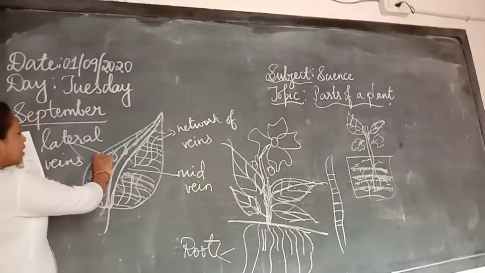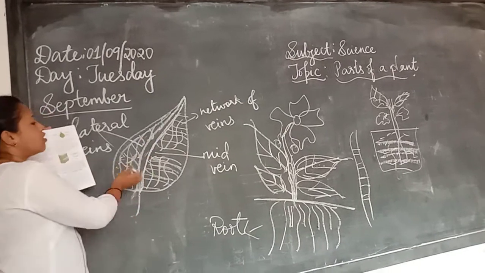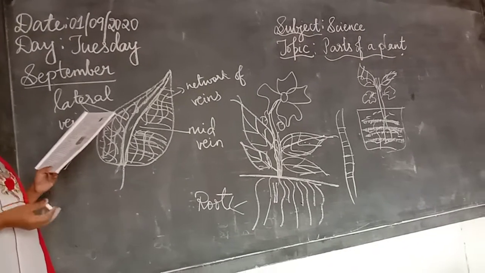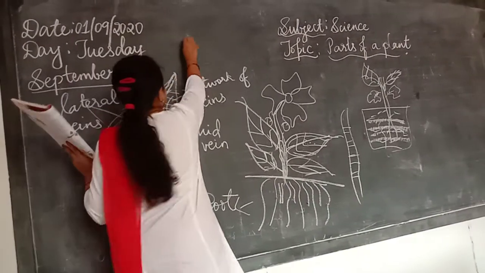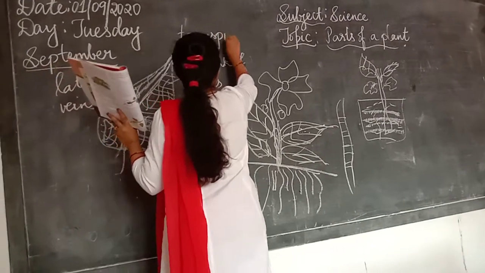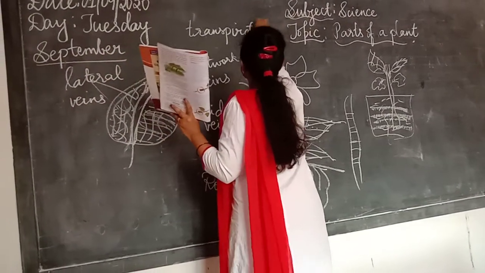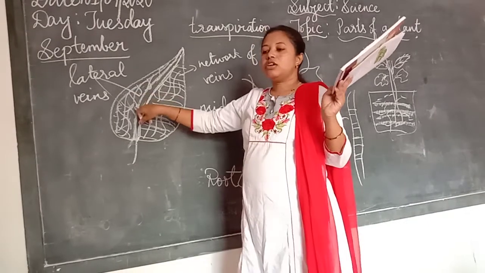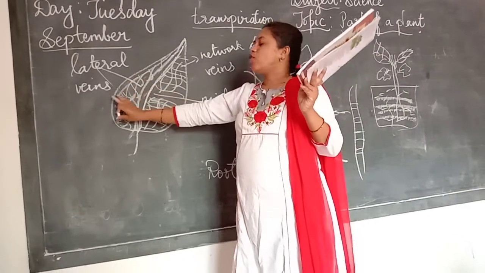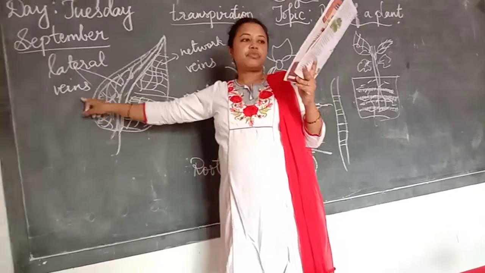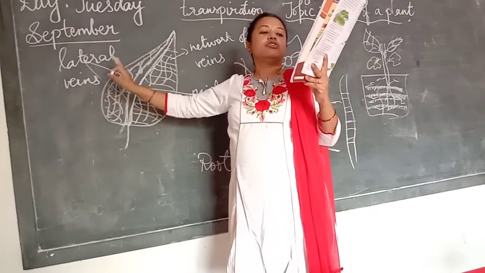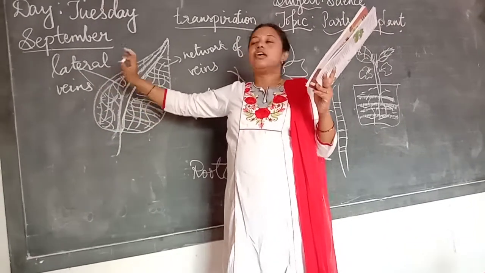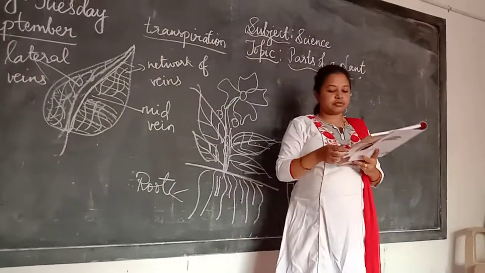Now what happens to the rows of cells when more water falls? The excess water is thrown out, the extra water is thrown out through the stomata. This process is called transpiration. What do we call this process? Transpiration. Transpiration is the excess water present on the rows of the leaf being thrown out by the stomata. The excess water on the leaf is thrown out through the stomata. This process is called transpiration.